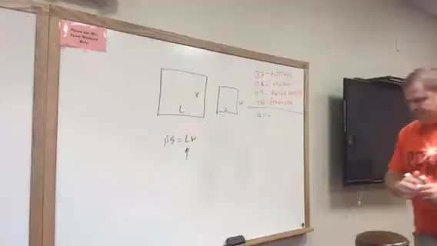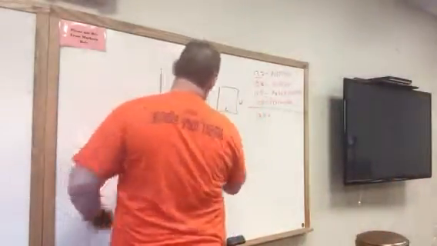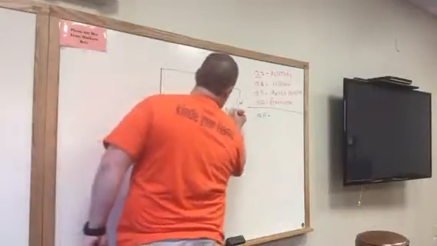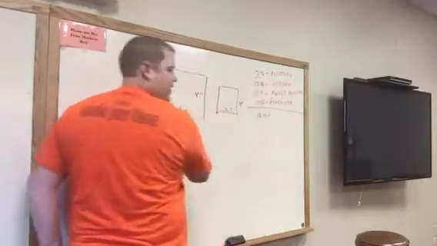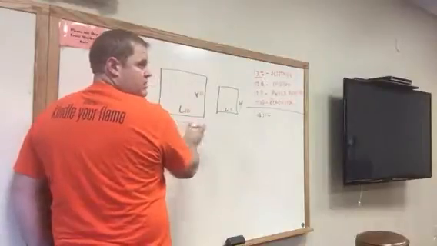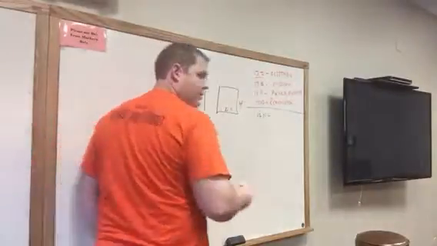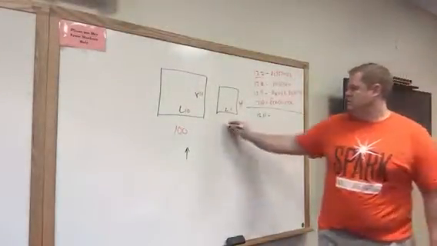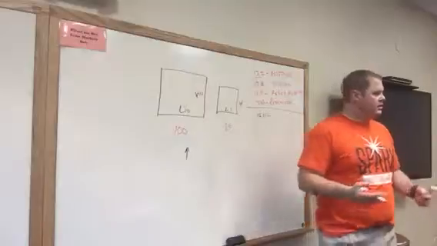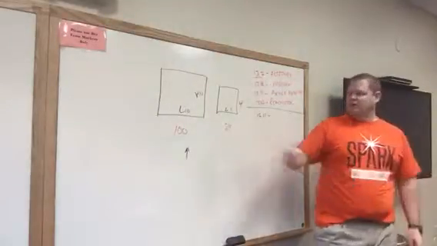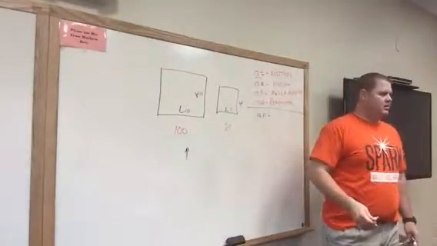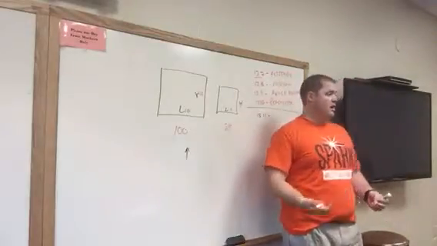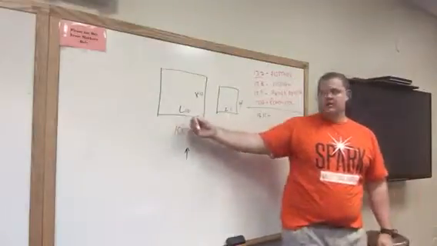So watch carefully. If I have this as 10, okay, and this as 5, what's the area of this one? Let's do it easy. 100, right? Everybody agree? What's the area of this one? 25, right? Everybody follow me. What's the ratio? 100 over 25, which reduces to what? 4 over 1.